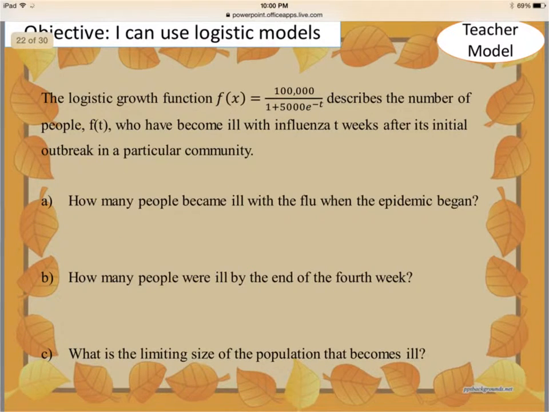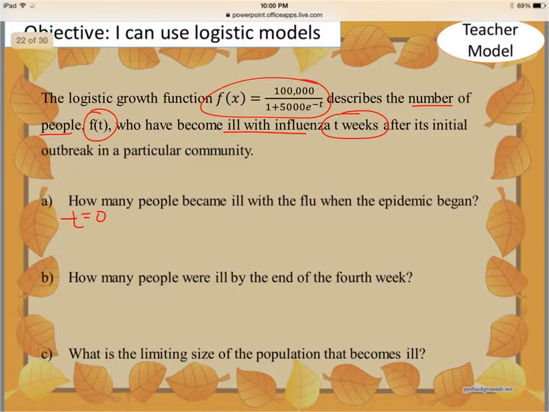So this logistic growth function here describes the number of people, so f of t is the number of people, who have become ill with influenza, t weeks after its initial outbreak in a particular community. A, how many people became ill with the flu when the epidemic began? So that would be like T0, so the first day of the outbreak, when no days have passed yet.